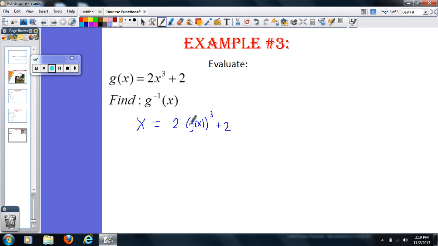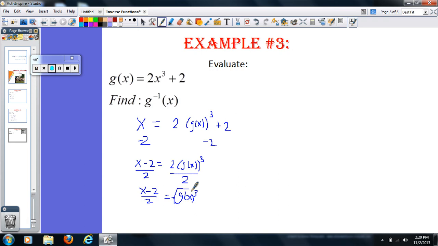And now you're going to do the same thing. We're going to solve for g of x. So I'm going to start by subtracting 2 from both sides. I get x minus 2 equals 2 times g of x to the third power. Now I'm going to divide by 2. I get x minus 2 over 2 equals g of x to the third power.